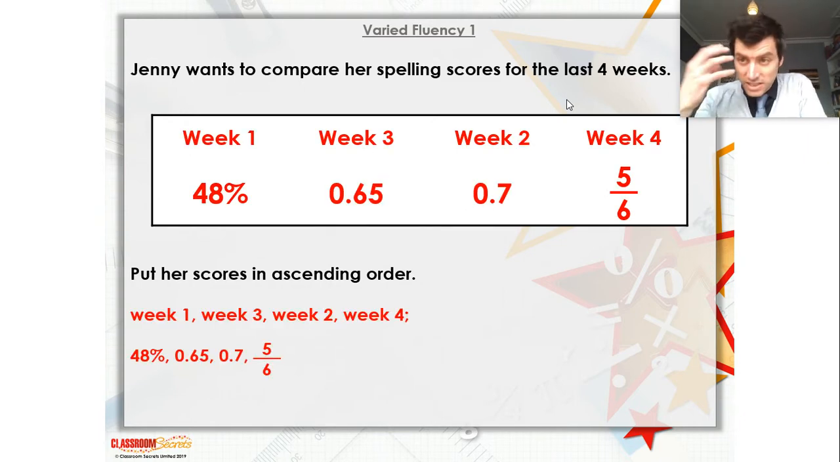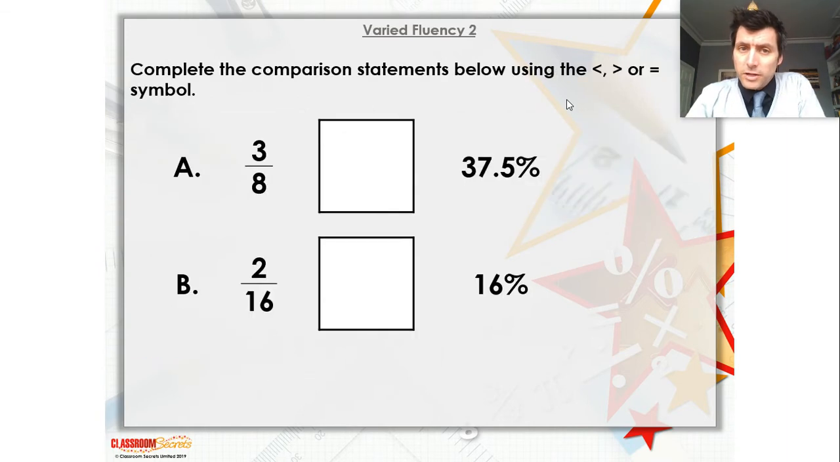Okay, so when I've converted them either in my head or on paper, I've now identified the order: week 1, then week 3, then week 2, then week 4. Either in my head, so how I did verbally, or on paper, I need to be converting them so that I can order them though.